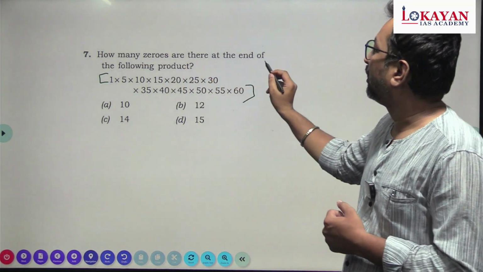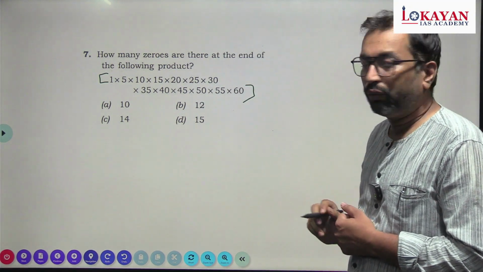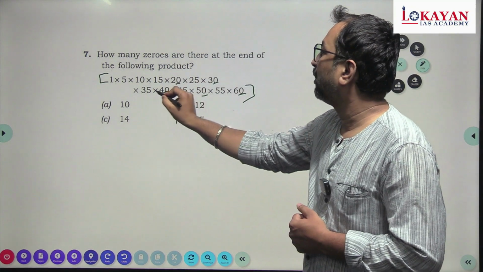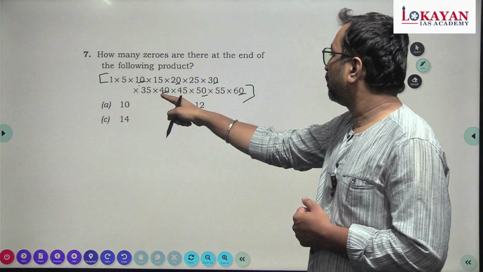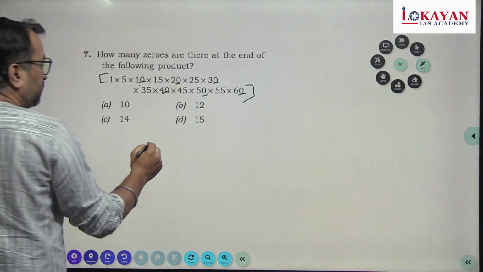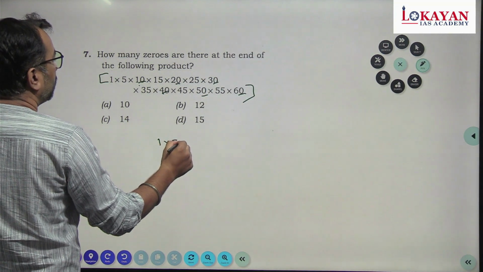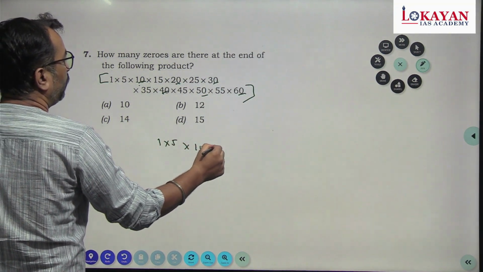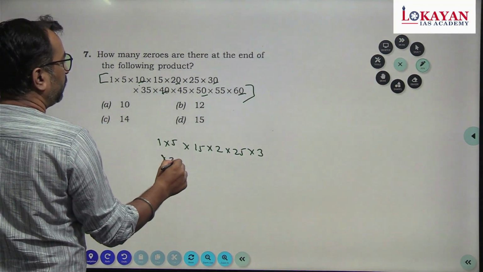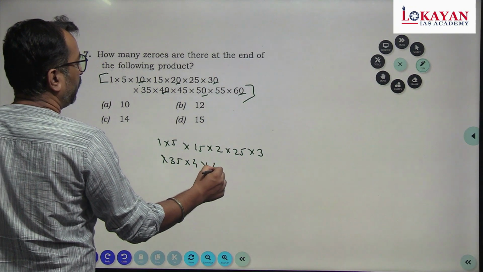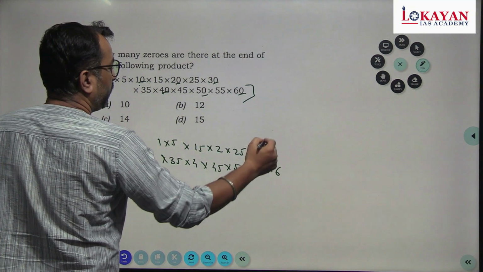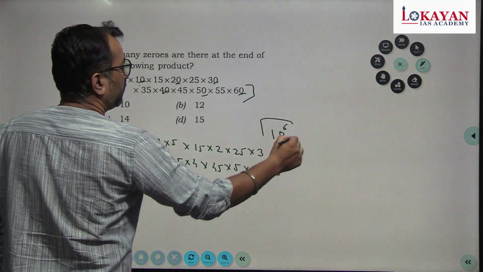How many zeros are there at the end of the following product? We know that if unit places are 0, then those many zeros are going to be in our answer. So 0, 0, 0, 0. So 6 zeros are there. If I remove those 6 zeros, the remaining expression will become 1 into 5 into 15 into 2 into 25 into 3 into 35 into 4 into 45 into 5 into 55 into 6, because I have separated 6 zeros.